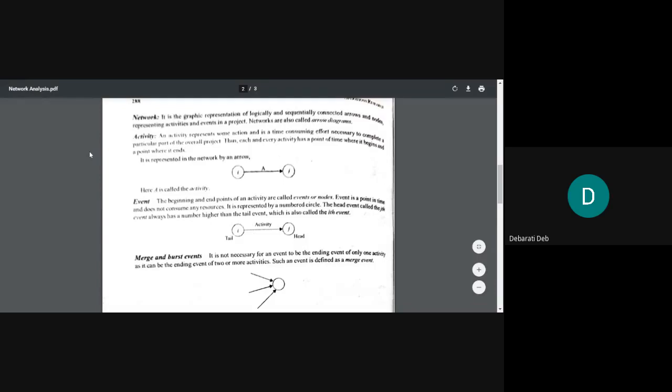network. The first term that we are going to use in network analysis is obviously network. Now, what is network? It is a graphic representation of logically and sequentially connected arrows and nodes representing activities and events in a project. Networks are also called arrow diagrams. A few of the arrows you can see on your screen and some circles also. Basically, a network will be a diagrammatic representation of these arrows and circles.